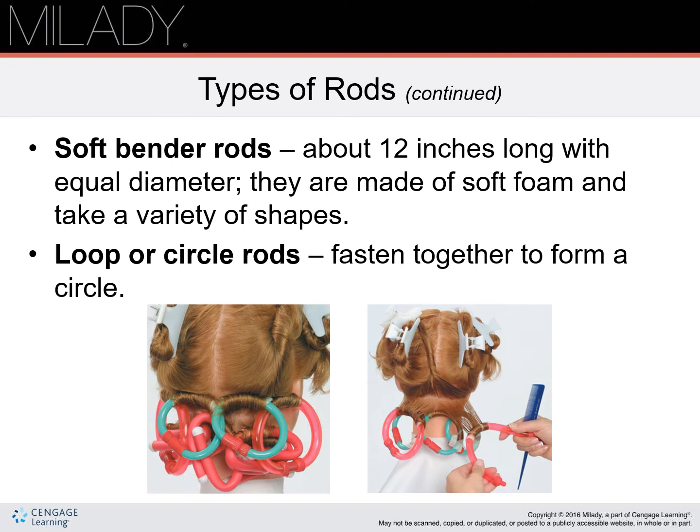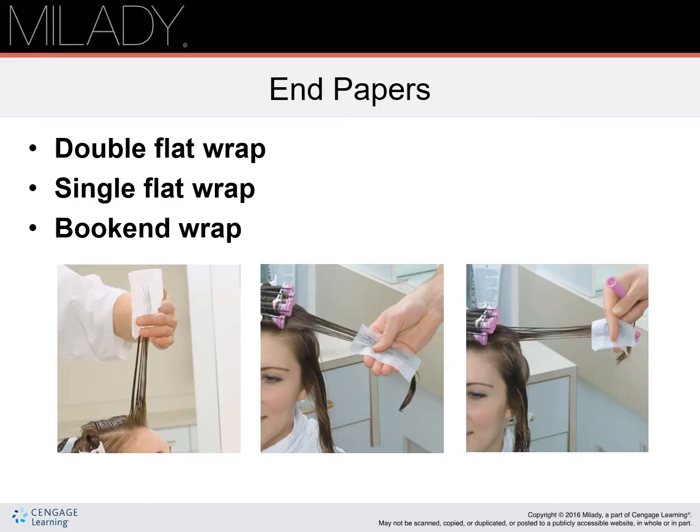Then you have what we call loop rods, also known as a circle rod. They are usually about 12 inches long with a uniform diameter. They are ideal for wrapping extremely long hair. When fastened together, they form a circle. Again, it depends on what they are made out of to see if they can be disinfected or not.